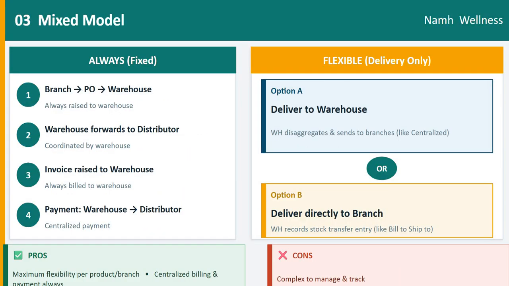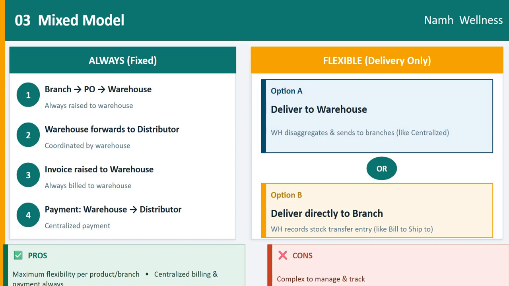Third model we have is the mixed model. So what happens here is the distributor, either the organization does bill to ship to, or they do the centralized purchase management. I'll give you a scenario for this.